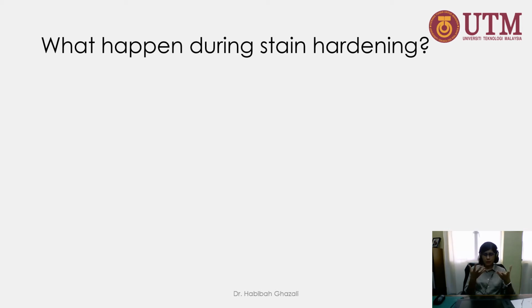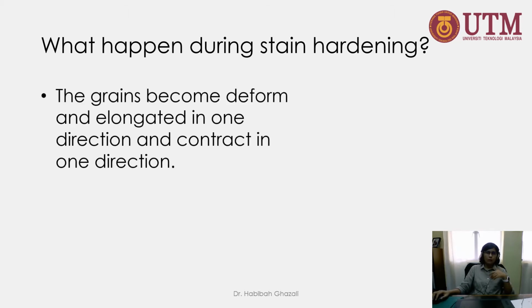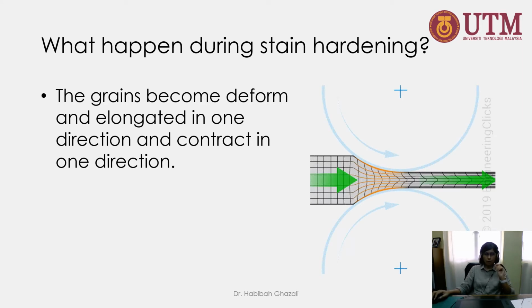So this process of cold working, of rolling, extrusion, and so on, will induce strain hardening. So what happened during this cold working or strain hardening process? If we look at the microstructure, each of the grains of the material will become deformed. They will be elongated in one direction and contracted in another direction.